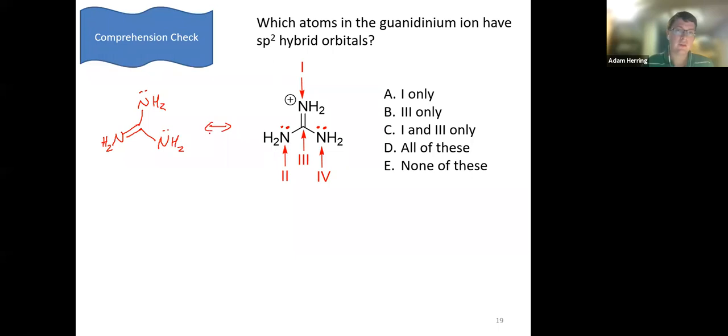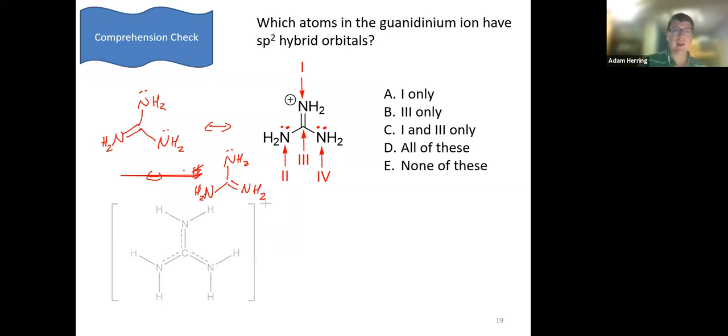Therefore, this molecule has resonance. And in fact, it has a 3rd resonance structure. Let's draw that over, where the double bond would be depicted between the carbon and the nitrogen on the right. Since we have resonance here, what we see is that the hybridization of all of the atoms that are indicated here, all 3 nitrogens and the carbon, is in fact sp2 hybridized.